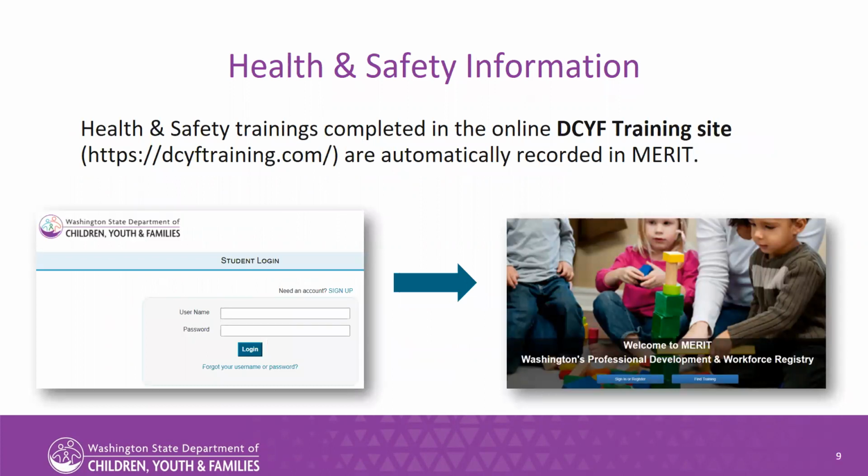Health and safety trainings completed in the online DCYF training site are automatically recorded in Merit. This includes trainings like Safe Sleep or the Federal Health and Safety training modules. If for some reason you are not seeing a training you completed recorded in your Merit account, please contact the Merit System Navigation team, who can assist with linking your accounts and updating information as needed.